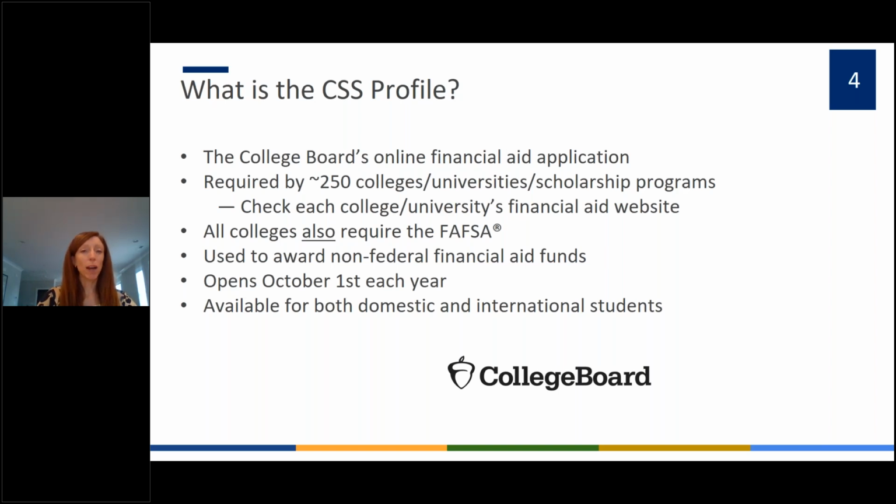A lot of private schools or some of the larger public schools require the Profile, and a lot of schools in New England seem to require it. But remember, there are about 250 across the country. The Profile is used by colleges and universities to award non-federal financial aid. So colleges are collecting FAFSA information, awarding their federal funds with that FAFSA information, and then they're using the Profile to award their own financial aid, college and university financial aid.